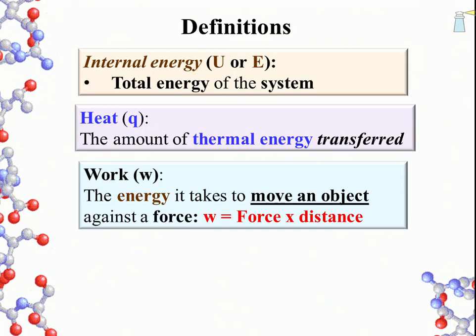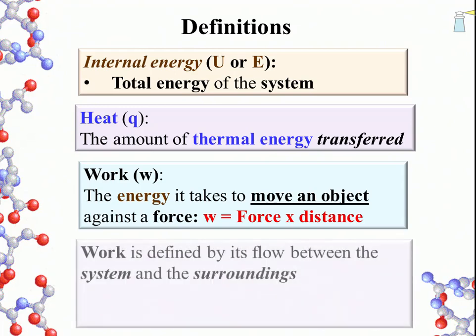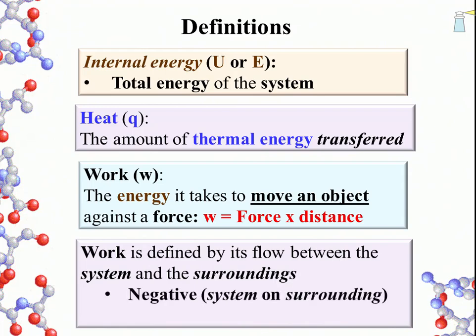Work can be defined in terms of its action on a system and its surroundings. Work is defined by its flow between the system and the surroundings. Work is considered negative when the system is doing the work on the surrounding. If the surrounding is doing the work on the system, then work is considered positive. Negative and positive have nothing to do with the distance moved, as found in the definition, but rather the direction of the work from an energy perspective, into or out of the system.